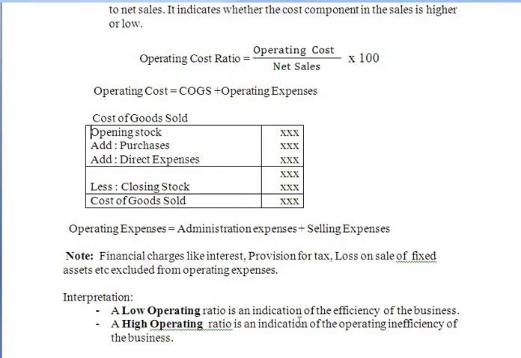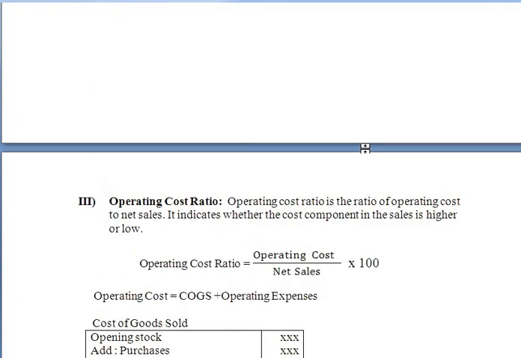Now operating expenses are nothing but the expenses incurred for operating activities of a business organization. The operating activities include sales as well as administration work. So that is why operating expenses and COGS will be considered as operating cost of the firm. So the ratio between operating cost and net sales gives us the information about the operating cost ratio. I hope you understood operating cost ratio.